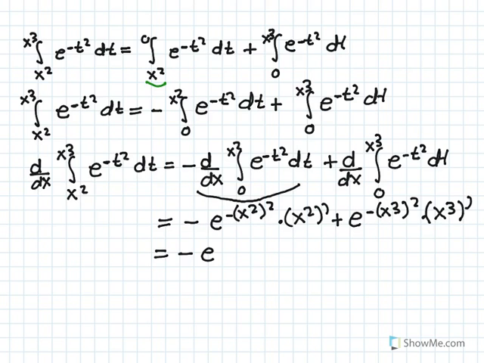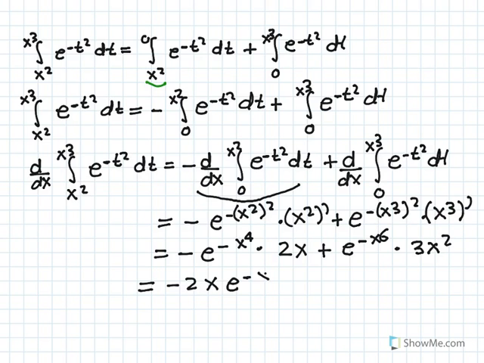Now let's carry out the derivatives. That's minus e to the minus x squared squared, that's x to the fourth, times the derivative of x squared using the power rule, that is 2x, plus e to the minus x cubed squared, that's x to the 6. Apply the power rule, differentiate x cubed, that is 3x squared. Let's simplify this a little bit, and we will get minus 2x e to the minus x to the fourth plus 3x squared e to the minus x to the 6. There it is.